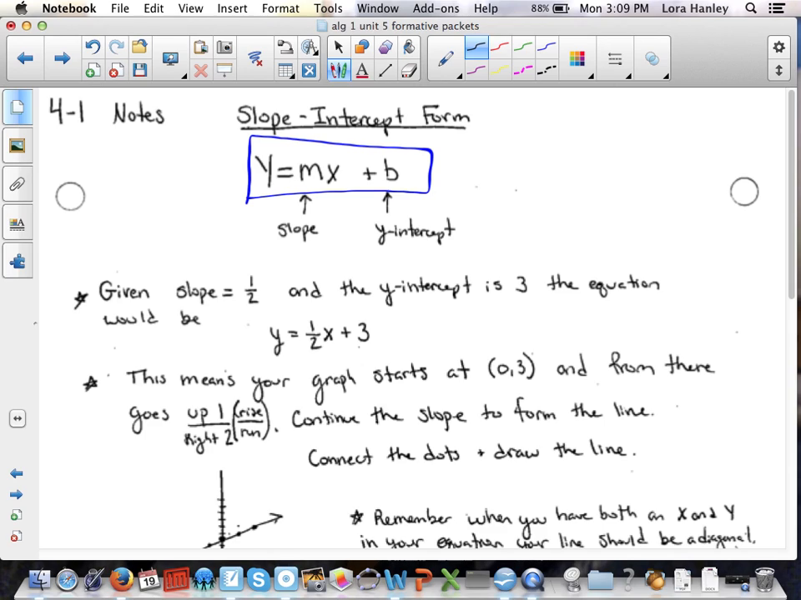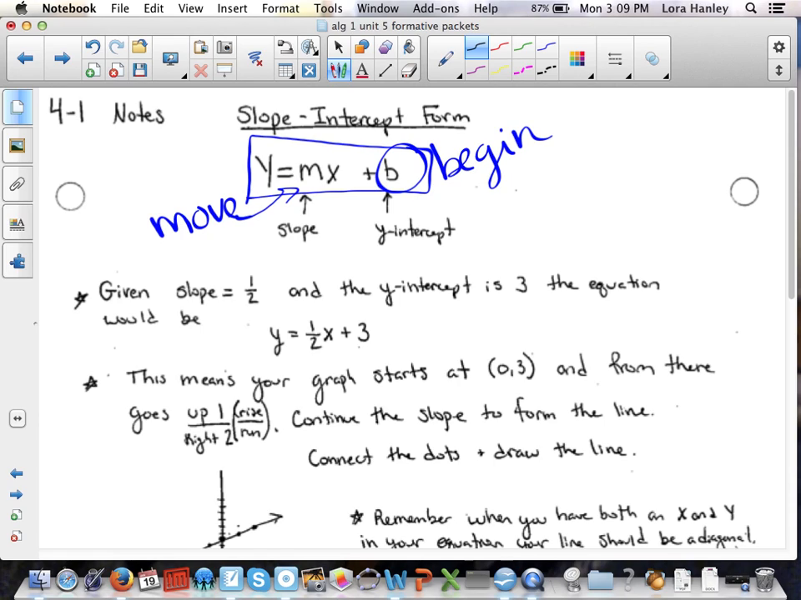The way I like to think of it is when we're graphing in slope-intercept form, b is where you begin, and m tells you how you move. If you remember those two simple things, graphing in slope-intercept form is very, very simple.